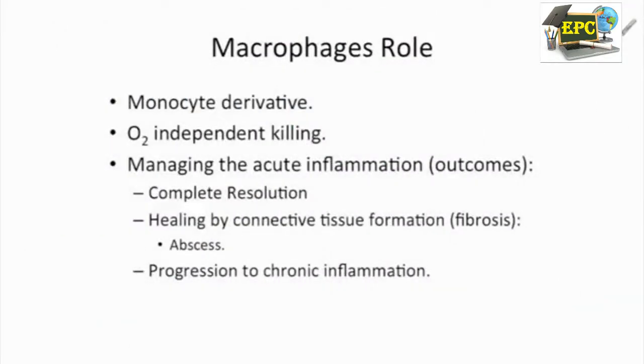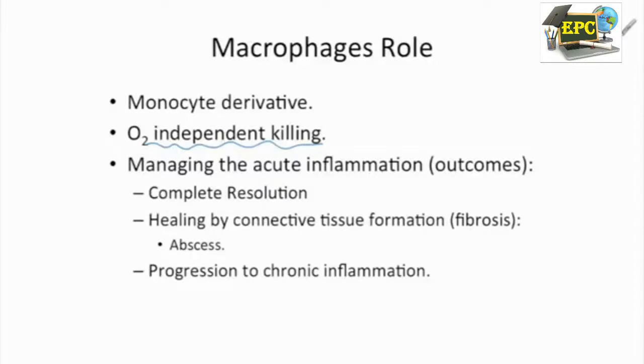Lastly, coming to the last objective of this lecture, which is the macrophage role. So what is the macrophage role in acute inflammation? We have to know first that macrophages are derivatives of monocyte cells, and they usually use oxygen-independent killing. So they usually use the oxygen-independent pathway for destruction of the trigger.